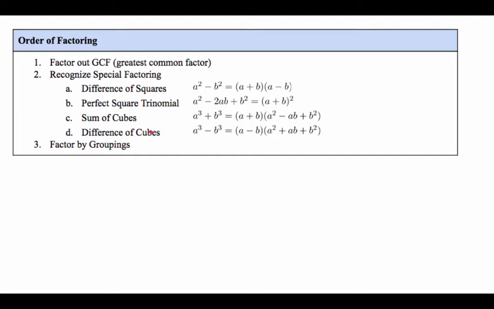And I generally do cubes the same way. The form is almost the same. a cubed plus b cubed gives you a plus b, without the cubes, right? And the right-hand side becomes a squared minus ab plus b squared. Remember, there's a 1 in front of ab, not 2. And then the signs are flipped for the difference of cubes. a cubed minus b cubed is a minus b times a squared plus 1 ab plus b squared.